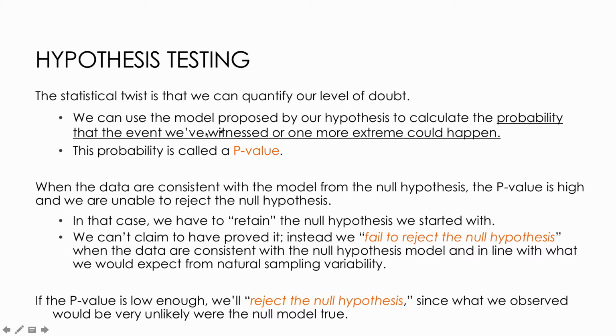So in statistics, we can use the model proposed by our hypothesis. We're going to calculate the probability that the event we've witnessed or one more extreme could happen. Okay? And that probability is called a p-value. So that's different than the p hat, which is our sample statistic, and it's different than the p, which is our population proportion. A p-value refers to the probability that if what we're testing for is true, we would find what we did in our sample. Hopefully this will make more sense when we actually do a test. But again, we can't claim to have proved it, so we say we fail to reject the null, or if our p-value is very low, we're going to reject the null.